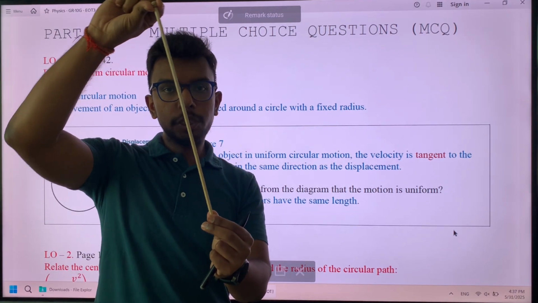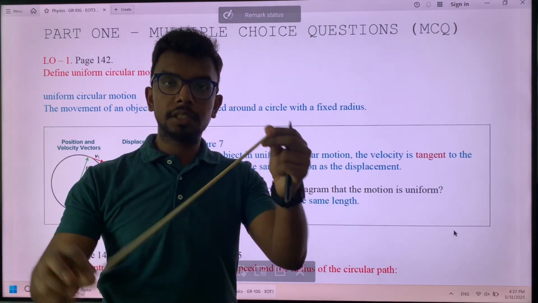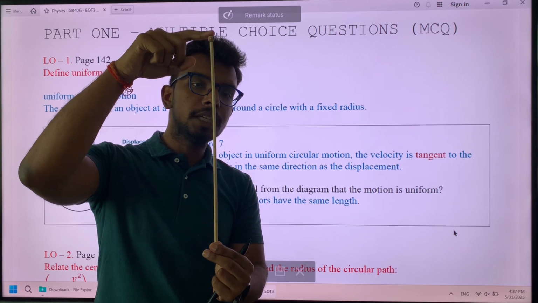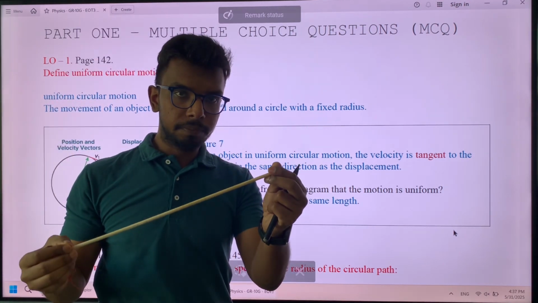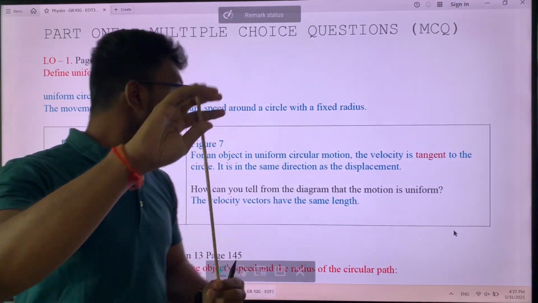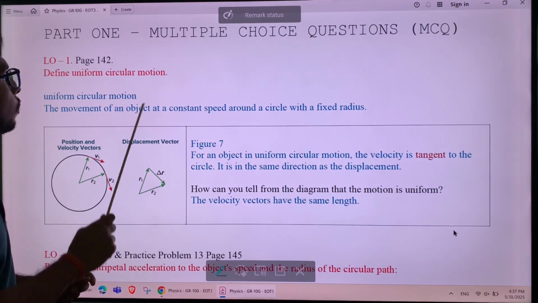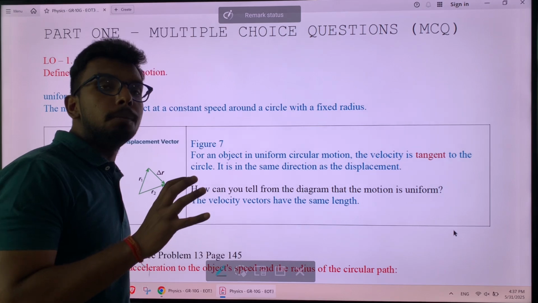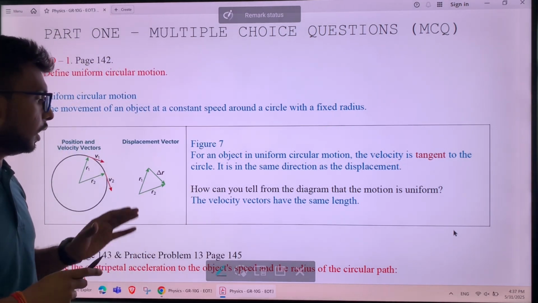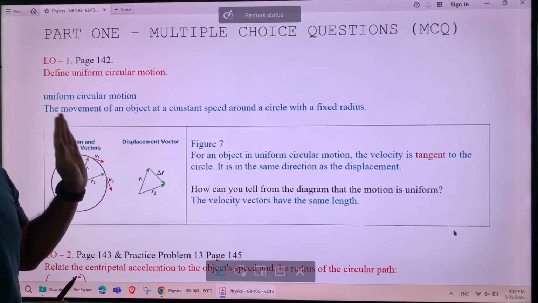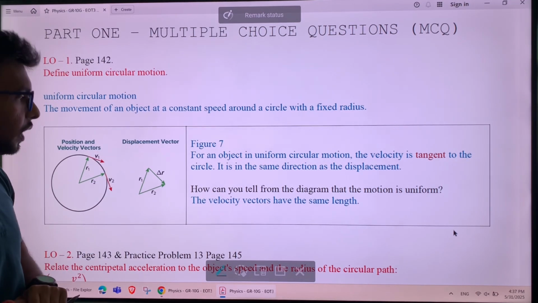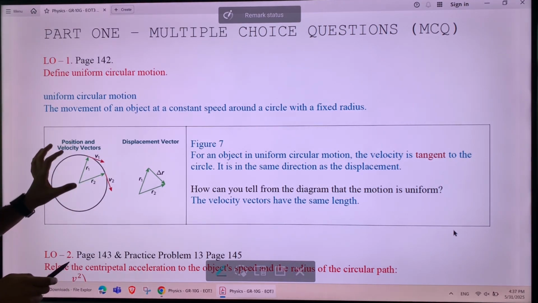If the motion around the circle is with constant speed. That means the speed of this particular object is not changing. Only the speed, remember. So when we say uniform circular motion, we mean the motion of a body along a circle in which the speed of the body is not changing, or it is fixed. For example, consider this situation.